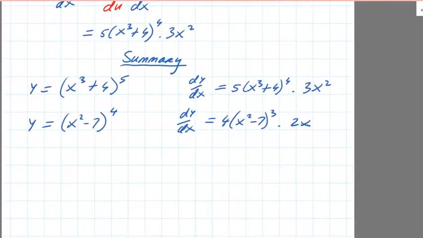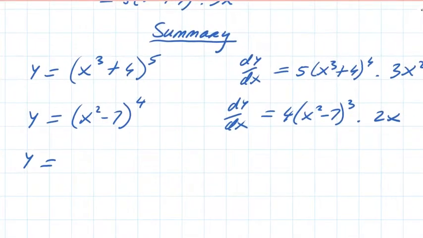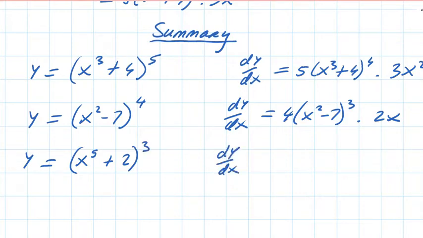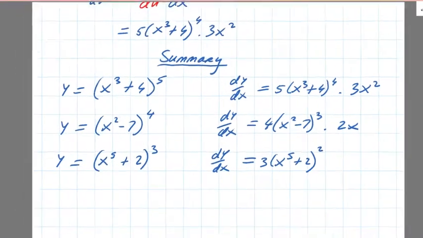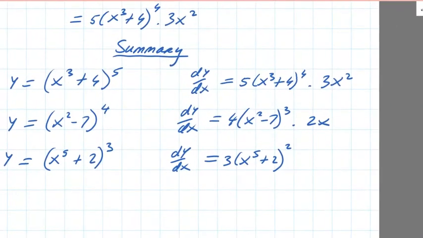We'll try another one. y equals x to the power of 5 plus 2, all to the power of 3. Once more, dy/dx. The 3 comes in front. x to the power of 5 plus 2. And the power goes down by 1, so it goes down to 2. And finally, get the dy/dx of what's in the bracket, which is x to the power of 5 plus 2. x to the power of 5 goes to 5x to the power of 4, and the 2 goes to 0.